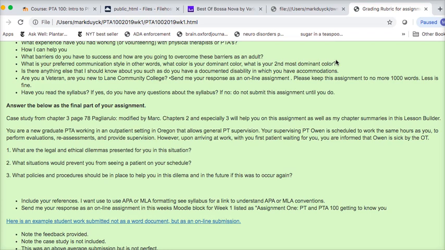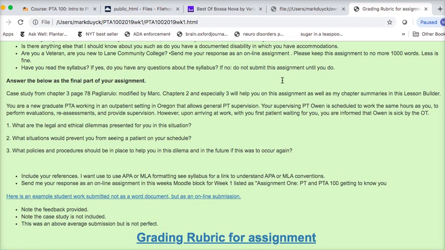Is there anything else I should know about you, including documented disability? Did you have accommodations clearly with disability services, our access services here at Lane? I'd like to know if you're a veteran. I'm interested in that because I want to thank you for your service, but also it could give me a chance to refer you to appropriate services for veterans if you need them.